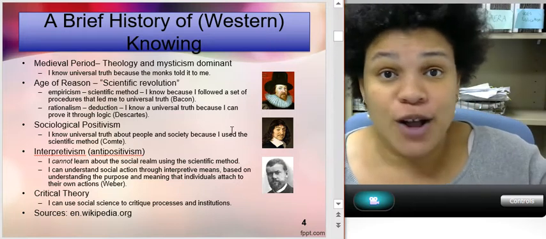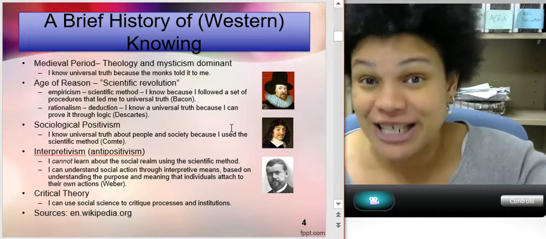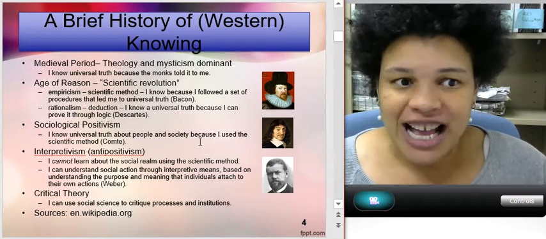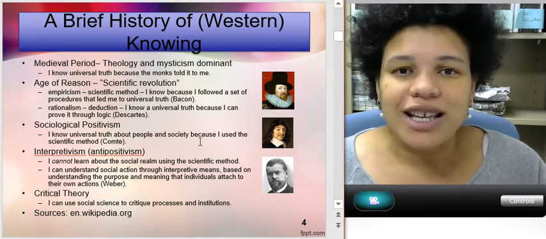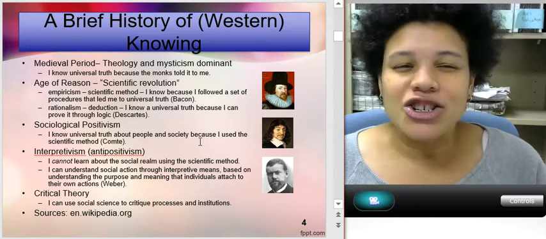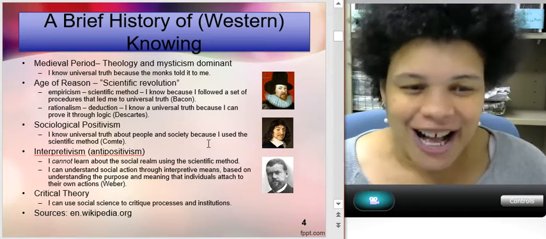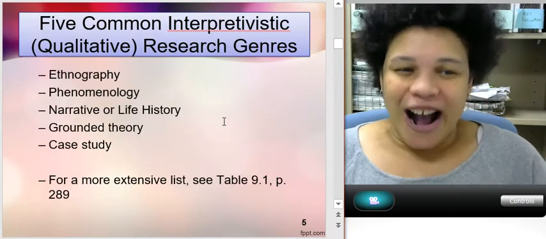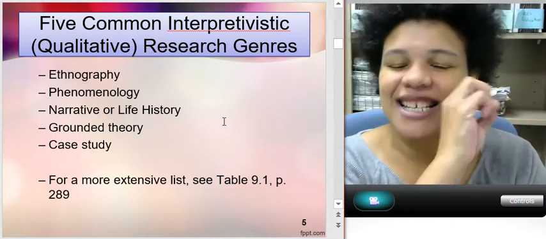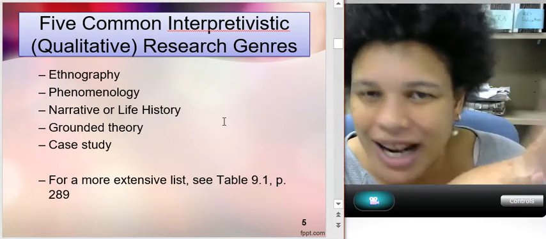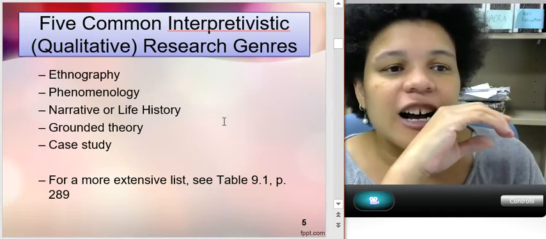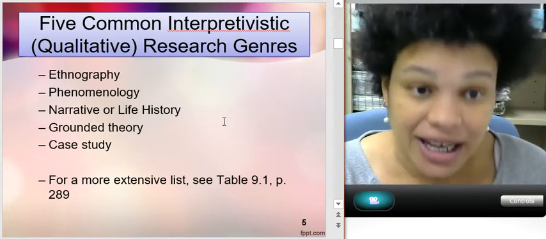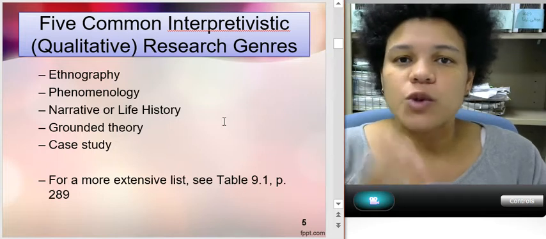Okay, so I got a lot of this from Wikipedia, the images especially, and from other sources. So there's a lot of information out there about what's called epistemology. Okay, knowing, how we know what we know. Now, we have positivistic, this scientific method, usually it's quantitative, right? But on the interpretivistic side, which is qualitative, there are certain research genres within it.